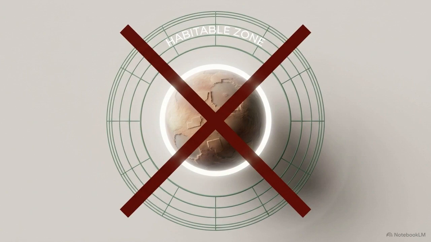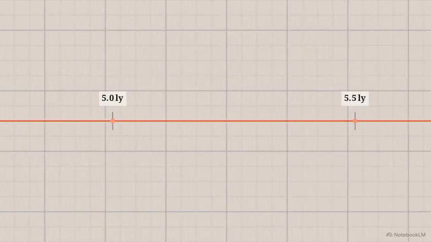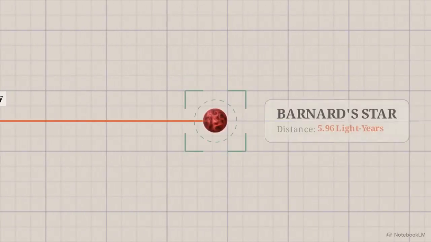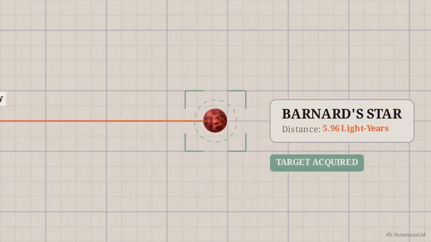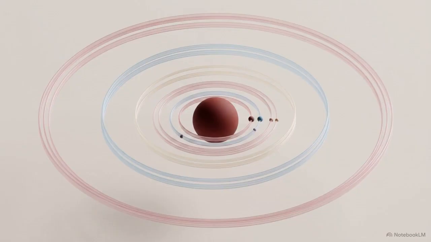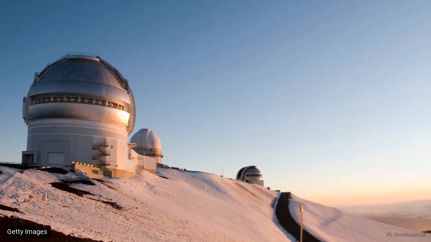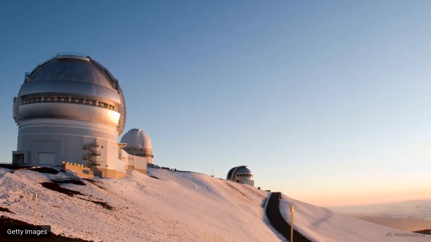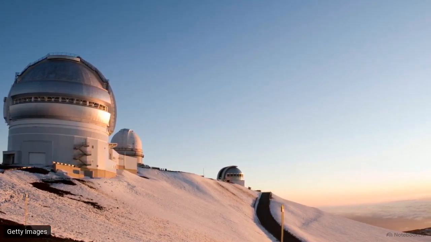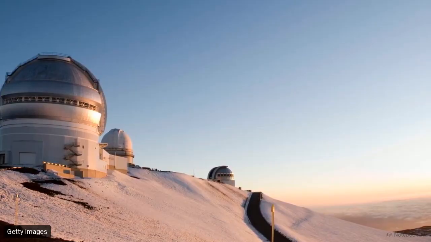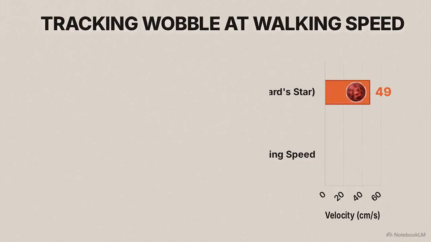Moving outward to a distance of 5.96 light-years, we find Barnard's star, the nearest single star to the solar system. Recent rigorous observation campaigns have confirmed an incredibly compact planetary architecture here, identifying 4 distinct sub-Earth mass planets tightly packed around the host. The detection of these tiny worlds represents a triumph of precision engineering. The instruments housed in these isolated observatories successfully isolated radial velocity signals below 50 centimeters per second, meaning they tracked the star moving at roughly human walking speed.